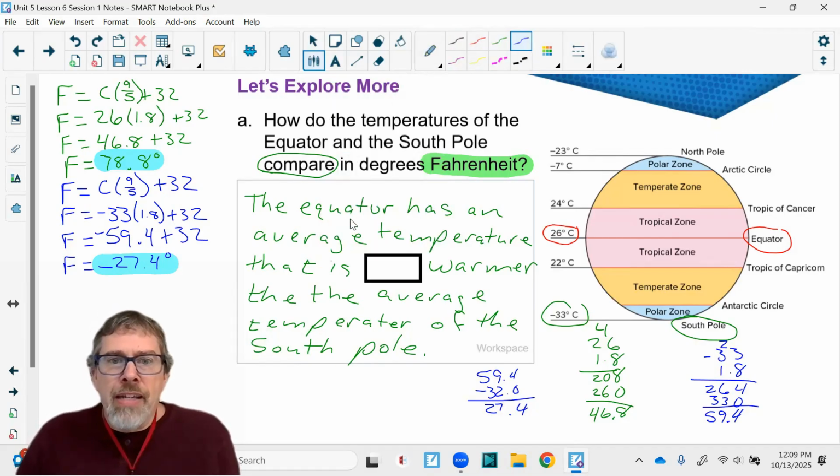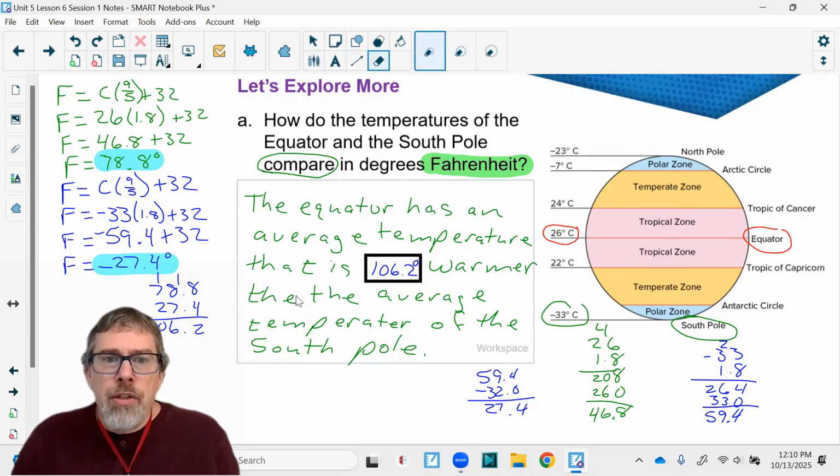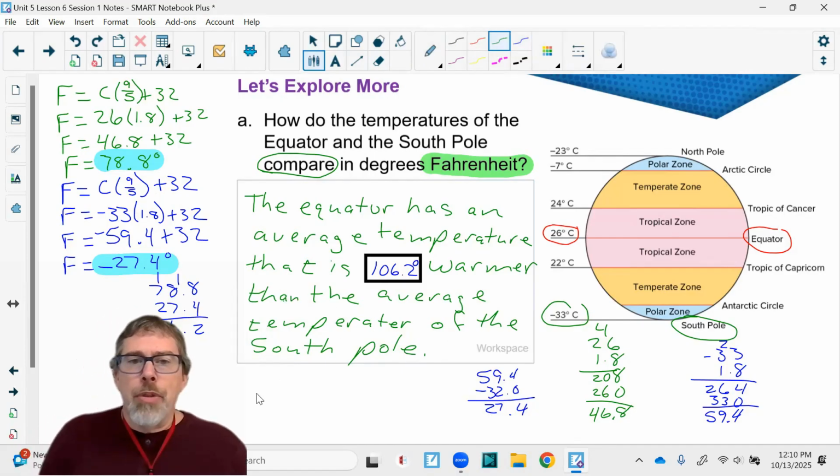And now I say the equator has an average temperature that is blank warmer. So I'm going to take 78.8 minus negative 27.4, which is plus 27.4. 8 and 4 is 12, carry the 1. 8 and 7 is 15, plus 1 is 16, carry the 1. And I get 106.2. So the equator has an average temperature that is 106.2 degrees warmer than, that should be than, not the, my fault, the average temperature of the South Pole.